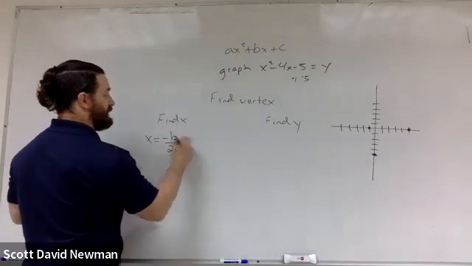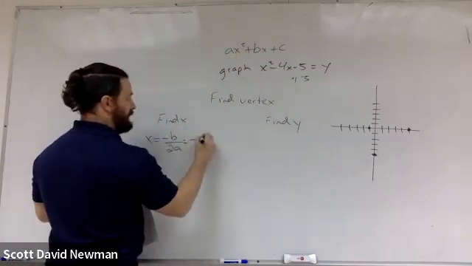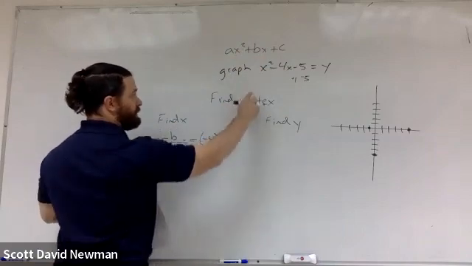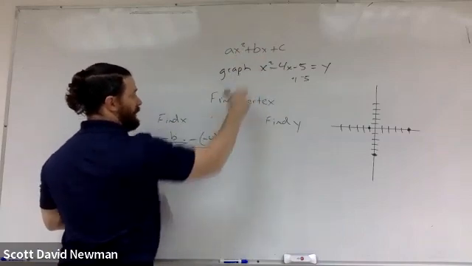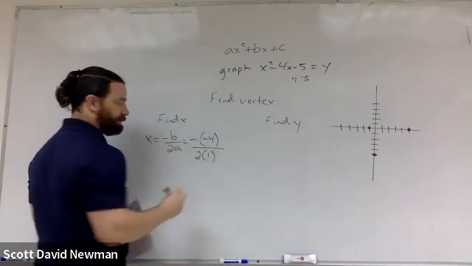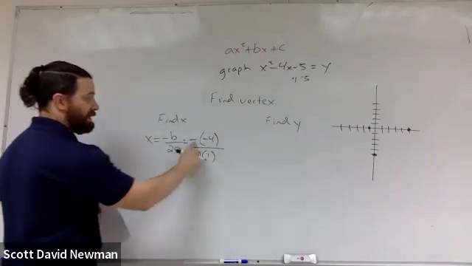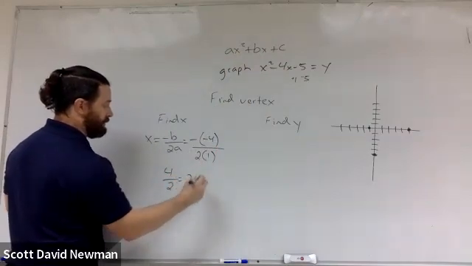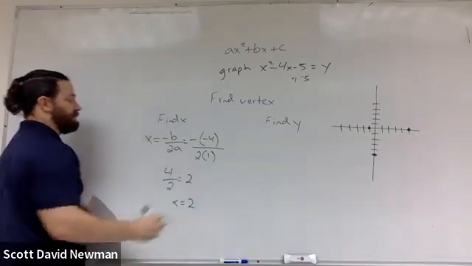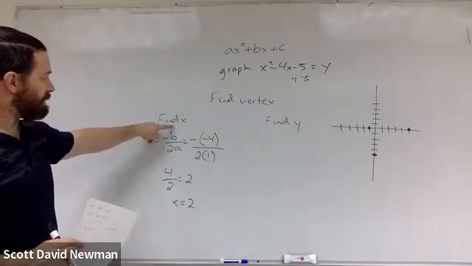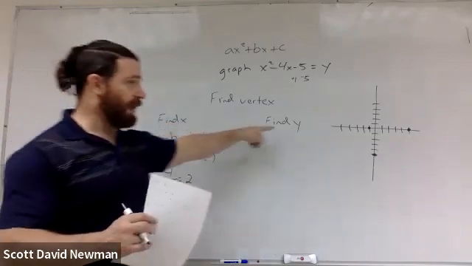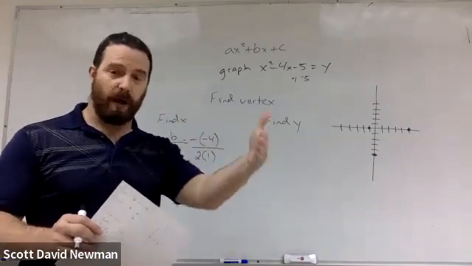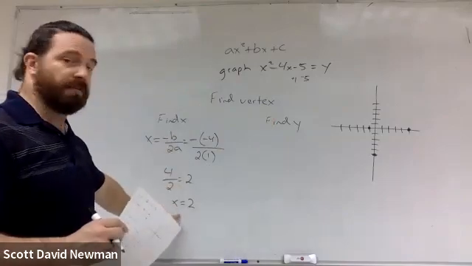So in this case, -b, that's going to be -(-4) over 2a. So there's no number here, so we know there's a 1. So that's 2 times 1. So after that, -(-4) makes +4 over 2, which makes 2. So x equals 2. Now that I found my x value, now I need the y value. So remember, the vertex is a point, and all points have an x and a y. So this is the x value of the vertex.